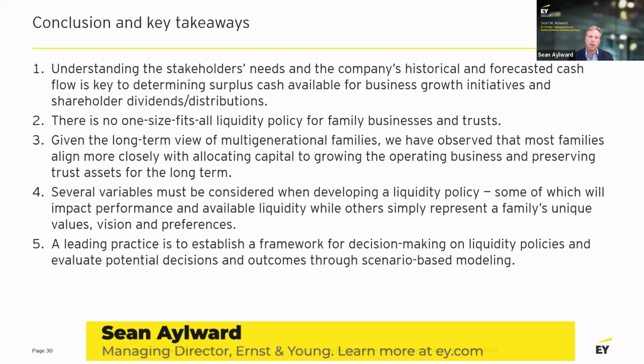But I think the key takeaways here is that you really have to understand the business and family needs and develop what the anticipated free cash flow would be available to satisfy those needs. There is no one-size-fits-all policy for family businesses and trusts. It's very specific to your particular situation. What we find, though, is given the long-term view of multi-generational families, there's a preference towards preserving capital, allocating it to growing the business, and preserving trust assets for the long term and for multiple generations.